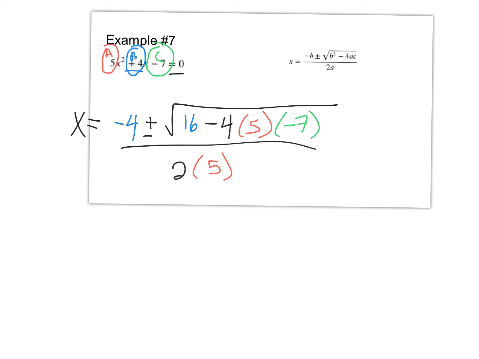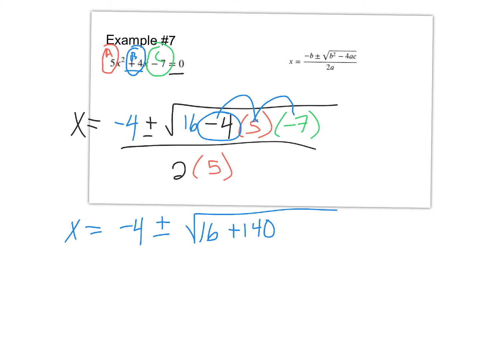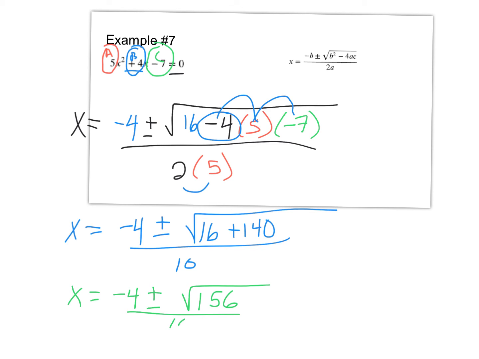Okay, so now we're going to do the math under the radical. X equals negative 4 plus or minus radical 16. Now negative 4 times 5 is negative 20. Negative 20 times negative 7 is positive 140, all divided by 10. Okay, so now let's evaluate the radical some more. X equals negative 4 plus or minus radical 156 divided by 10.